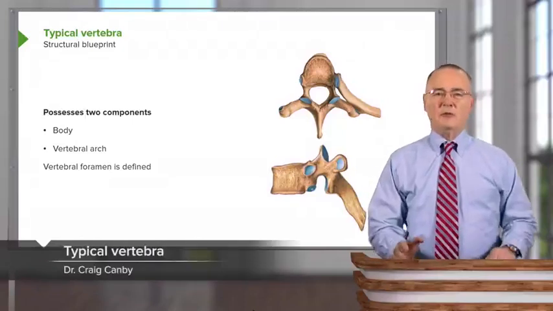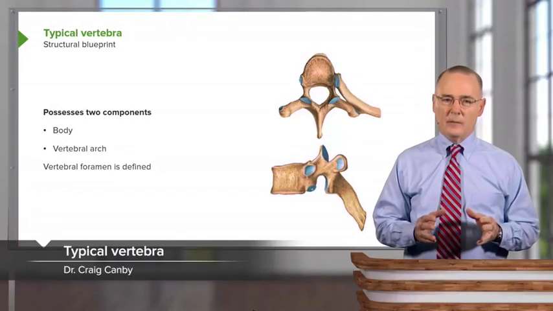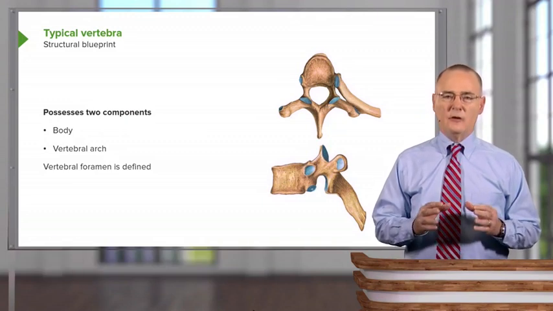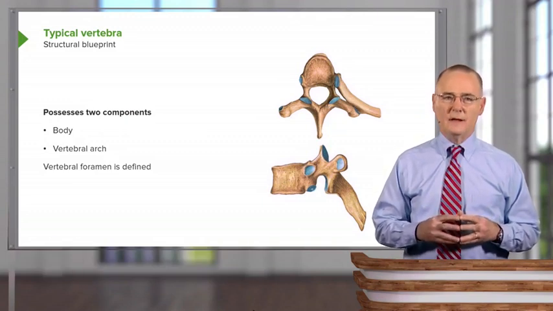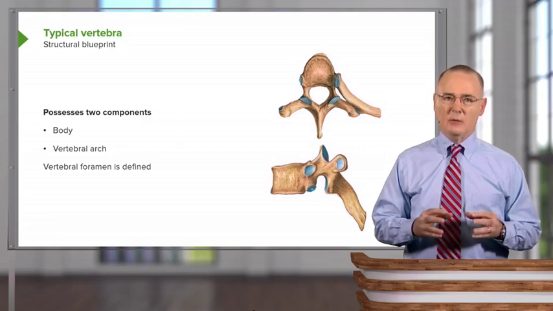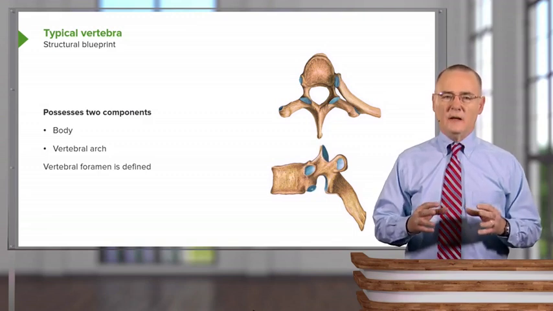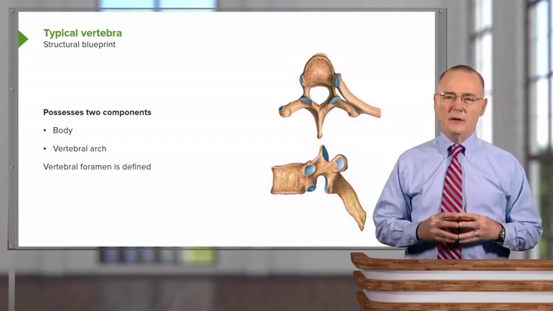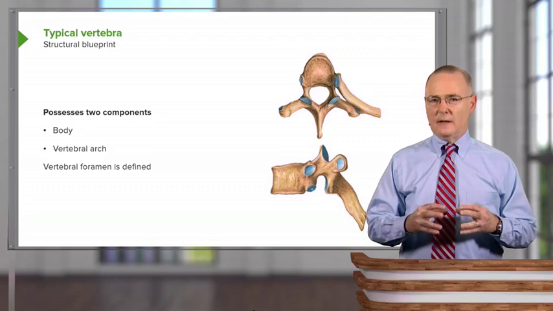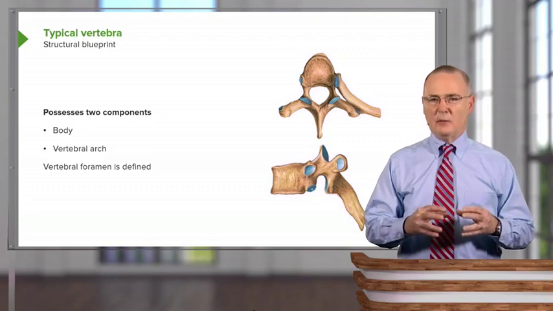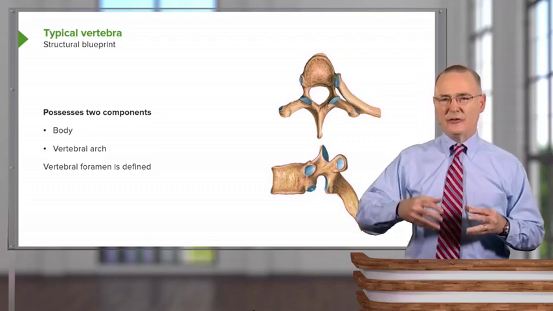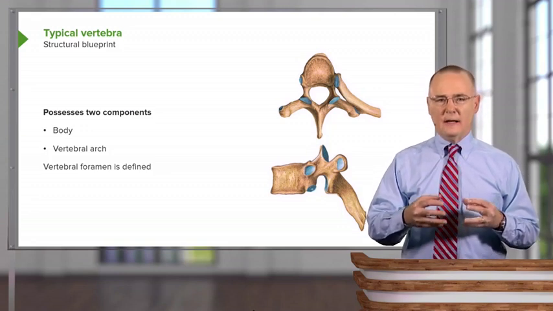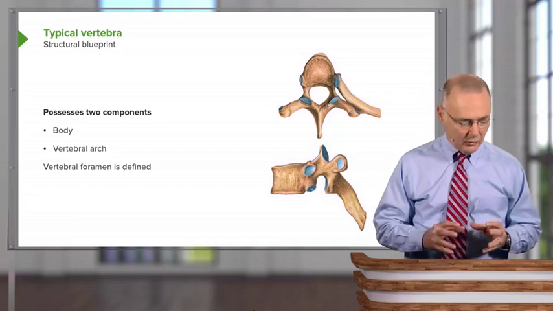Now we need to stop at this particular slide and to understand what the structural blueprint is of a typical vertebra. Once we understand this basic structural blueprint, we can better understand the segmental specification that exists as we move from one vertebral segment to another.